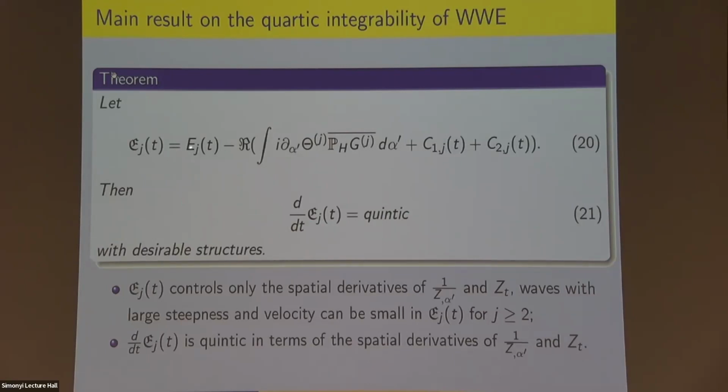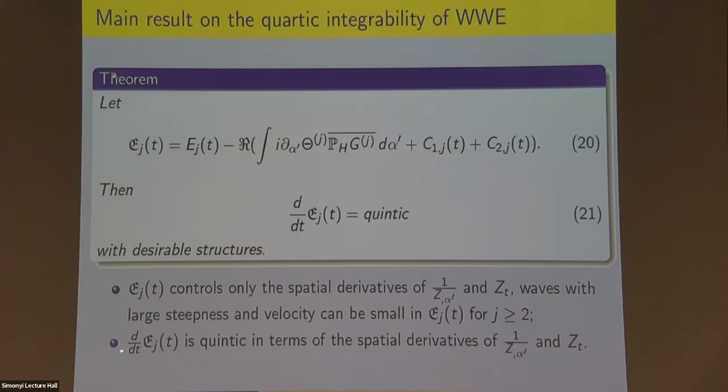Okay, so with all these explicit formulas, we can see that this new energy functional controls only spatial derivatives of 1 over Z_alpha and Z_t. In other words, a wave with large steepness, right? So 1 over Z_alpha governs the steepness. So if this can be big, a wave with large steepness and large velocity can still be small in this energy functional.